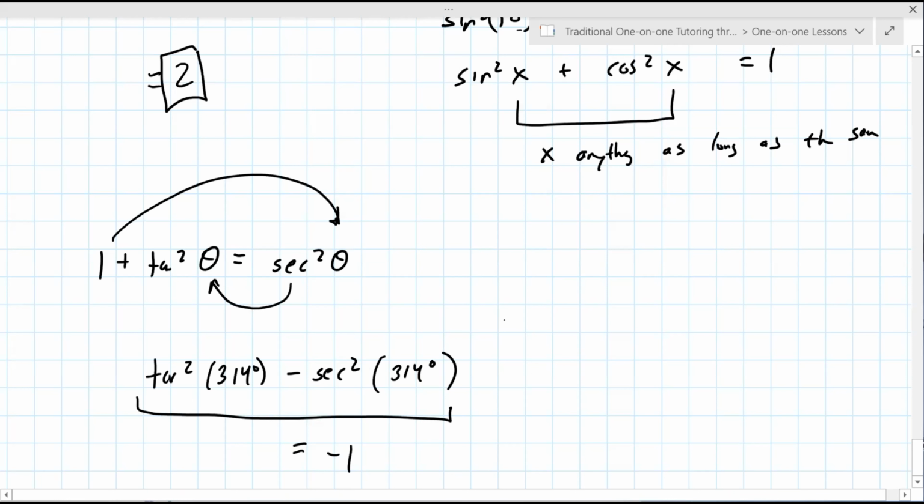Is that okay? Yeah, I think that makes sense. So keep that. Again, these identities are just so important. They just come back over and over and over again in this class.